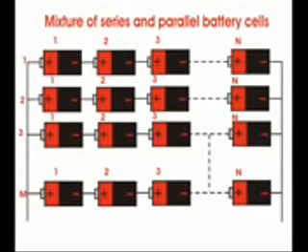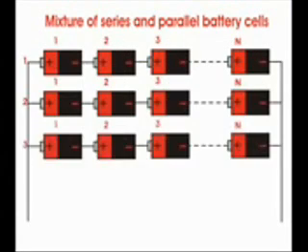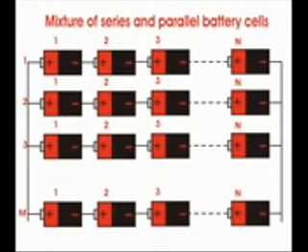Now let's have a discussion on mixed grouping of battery cells. As we said earlier, the cells in a battery can also be connected in a mixture of both series and parallel. A load can require both voltage and current more than that of an individual battery cell. For achieving the required load voltage, the desired number of battery cells can be combined in series, and for achieving the required load current, the desired number of these series combinations are connected in parallel.